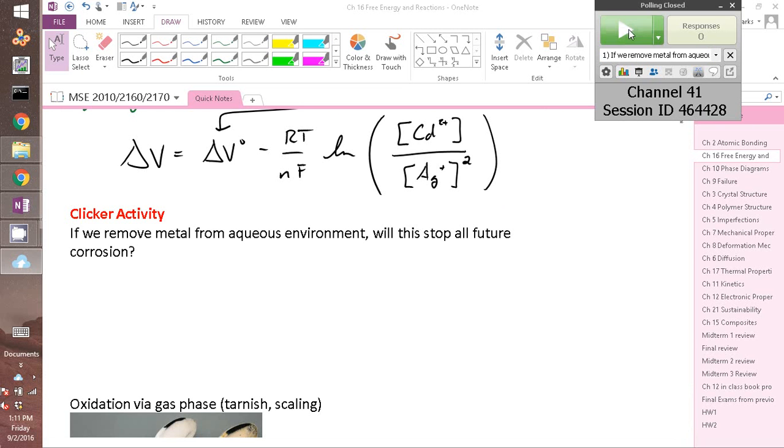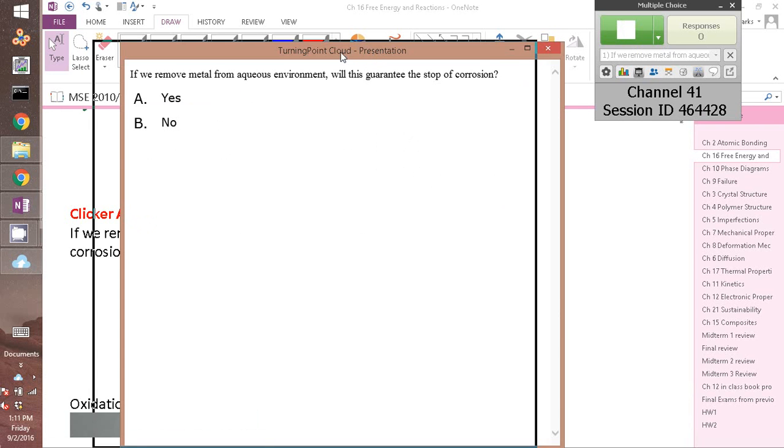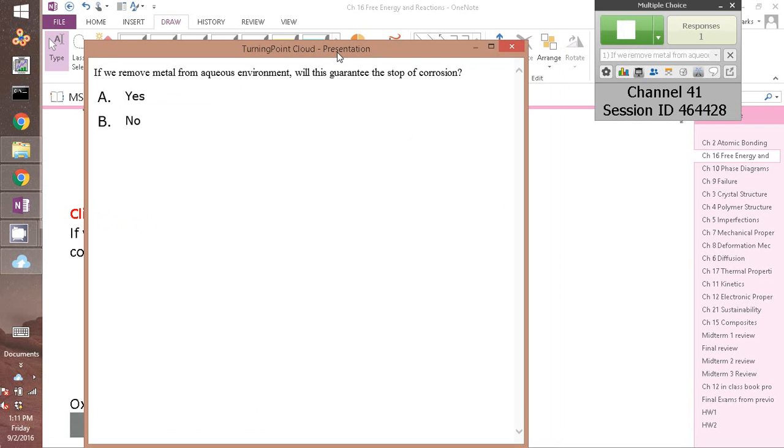And while you're getting logged on, let me ask this first question. The question for today that we're going to start out with: if we remove metal from an aqueous environment, will this guarantee the stop of corrosion? By the way, if you're having a hard time with these clicker questions, these should be simple if you've done the reading. If you do the reading ahead of class, you should be getting all your points for these, for sure. So today's first question: if you take it out of the aqueous environment where you have your concentrations of the salts, zinc 2+ for the zinc metal, cadmium 2+ for the cadmium metal, can we guarantee the stop of corrosion? Yes or no?